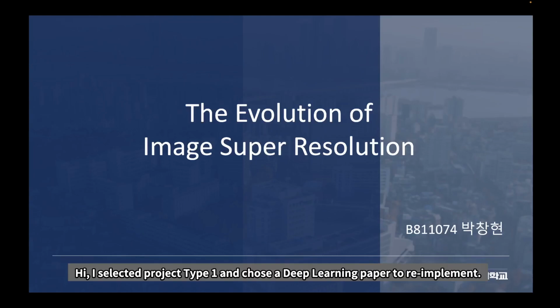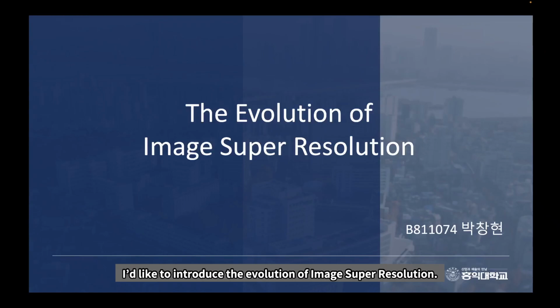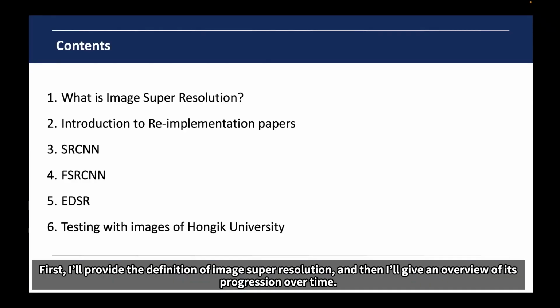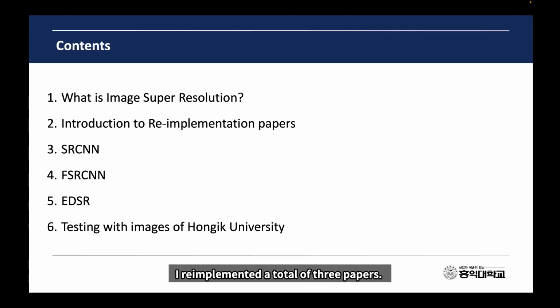Hi, I selected project type 1 and chose a deep learning paper to re-implement. I'd like to introduce the evolution of image super resolution. First, I provide the definition of image super resolution, and then I give an overview of its progression over time. I re-implemented a total of 3 papers.